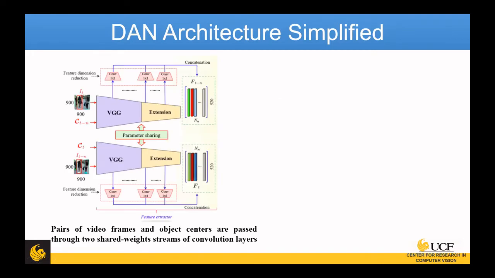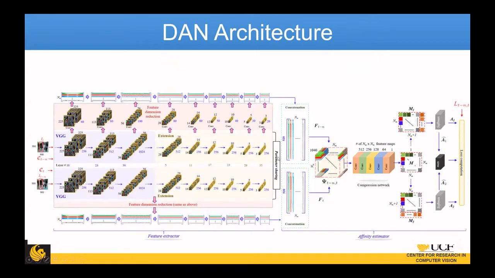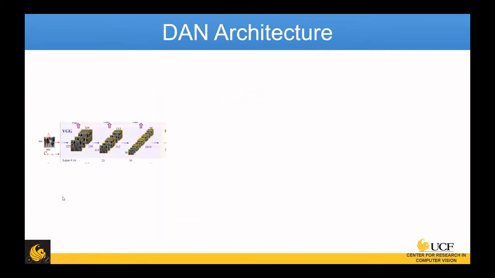So this is the network. This part is the feature extractor, and this part is the affinity estimator. So in detail, this is how the feature extractor works. Let's say we have this one person we already detected. Detections are given. So we will take that person and compute these features.